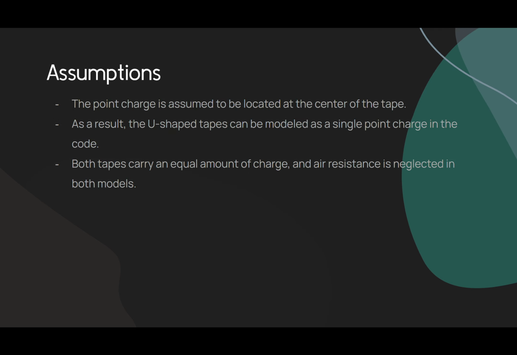Assumptions. Some key assumptions were made for our models. First, we assumed that the point charge is located at the center of the tape. With this in mind, the U-shaped tapes were modeled as a single point charge in the code. We also assumed that both tapes carried the same amount of charge and air resistance was ignored in both models.